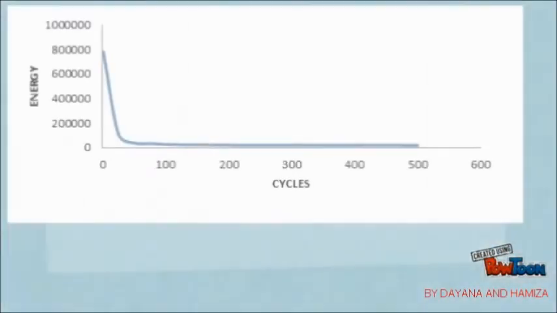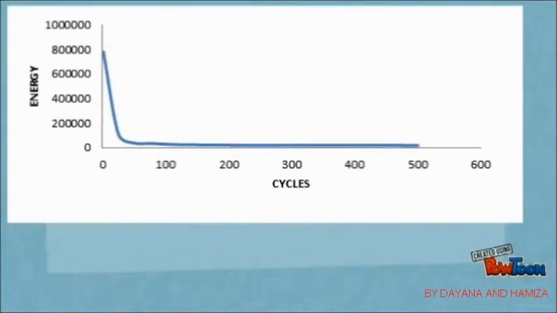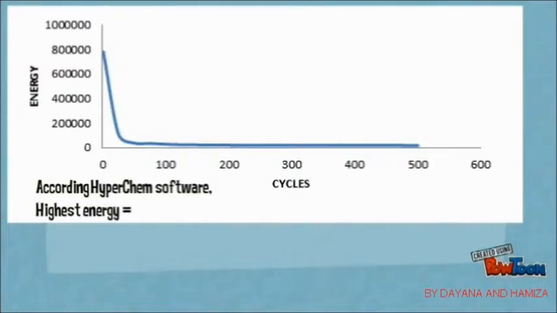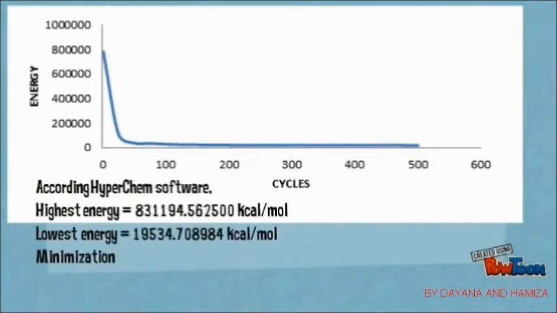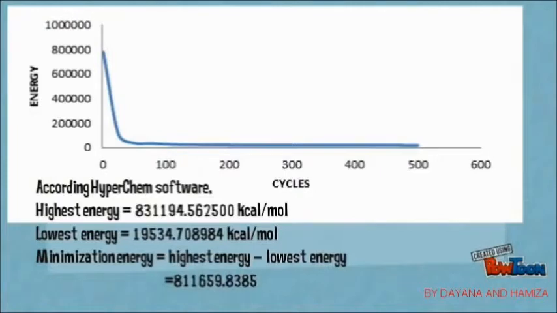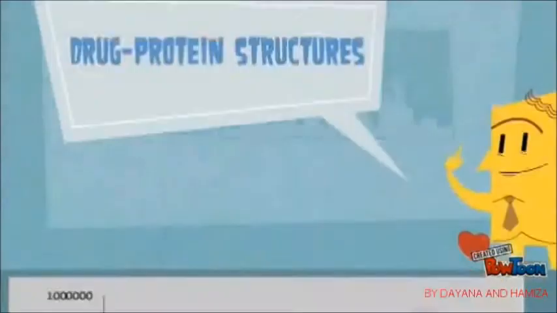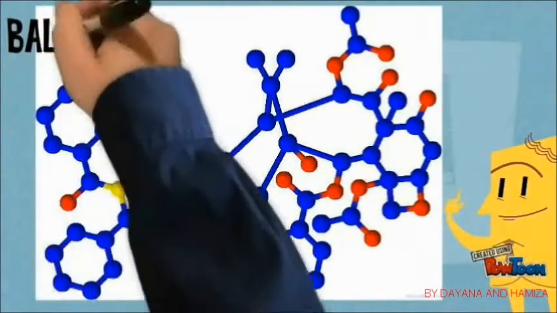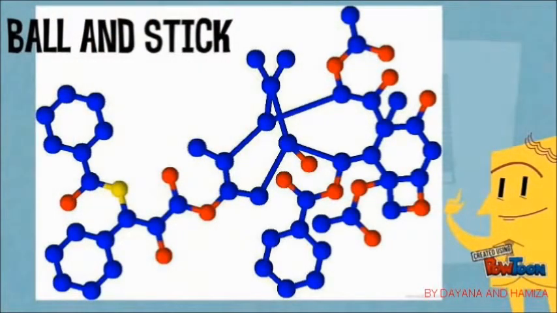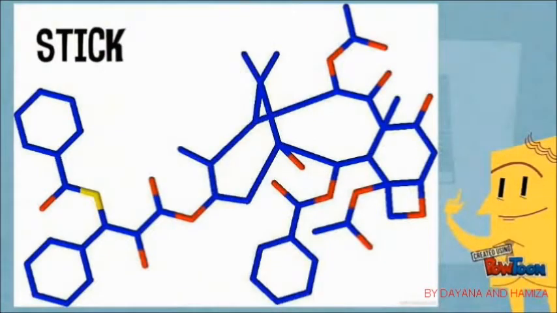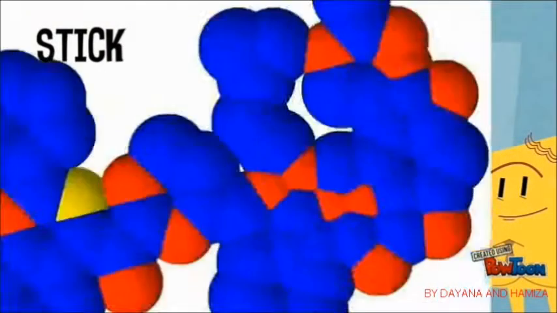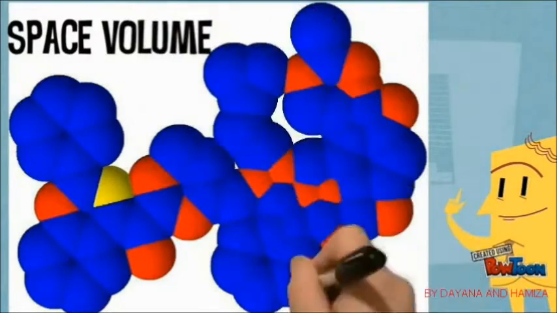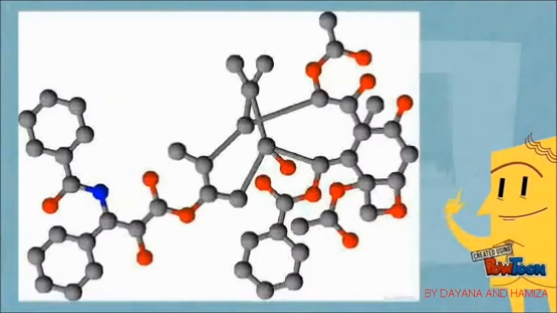This is the graph of the minimization energy versus number of cycles, which is 500 cycles. According to HyperChem, the minimization energy is 811,659.8385 kilocalorie per mole. These are several other conformations that can be made out of the paclitaxel structure. Ball and stick. Stick. Space volume. And CPK.